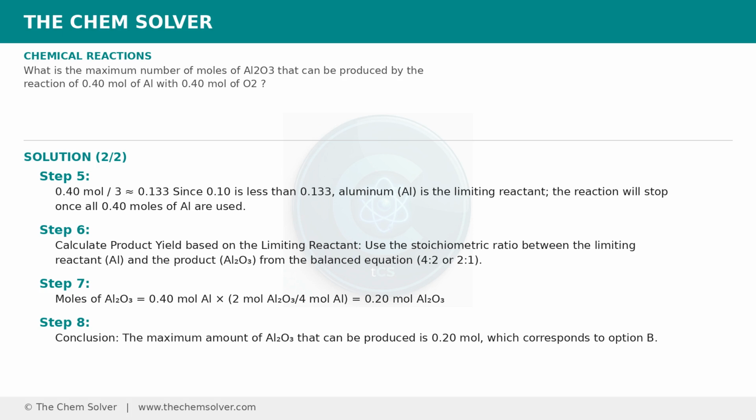Since 0.10 is less than 0.133, aluminum, Al, is the limiting reactant. The reaction will stop once all 0.40 moles of Al are used. Calculate product yield based on the limiting reactant.